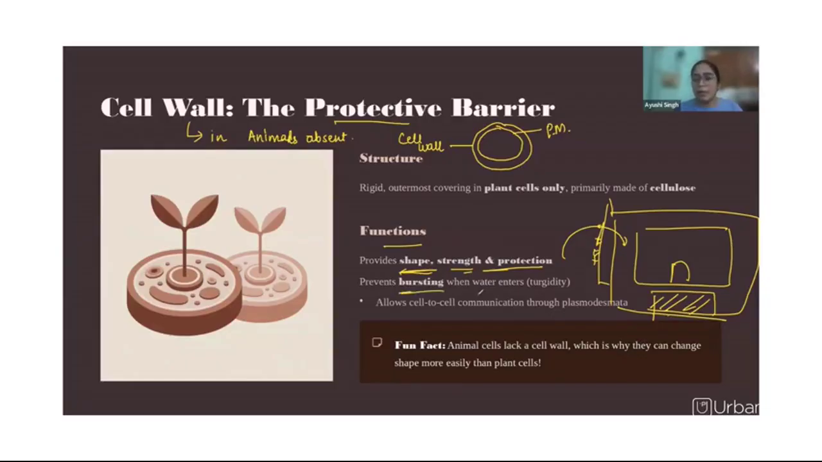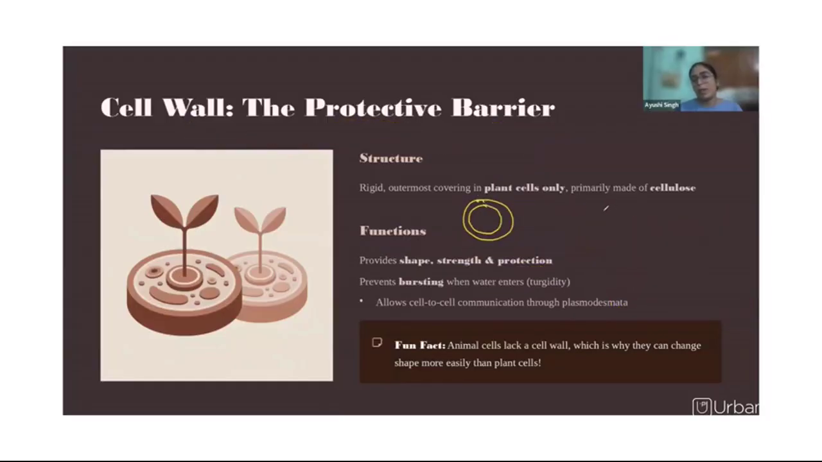It prevents bursting when water enters. Suppose this is the cell wall and this is the plasma membrane. If a lot of water enters, the plasma membrane will start expanding more, taking more shape of the cell. So the cell can burst, but this protective layer, the cell wall, stops the cell from bursting. And also it helps in cell-to-cell communication.